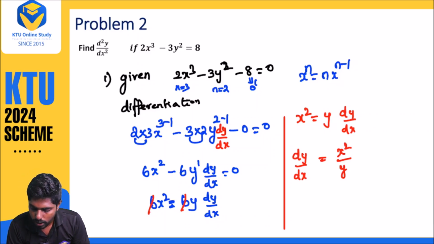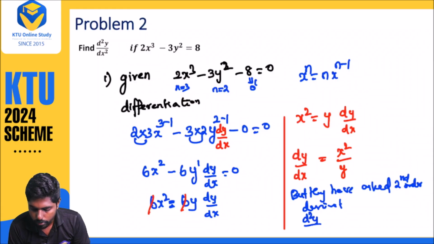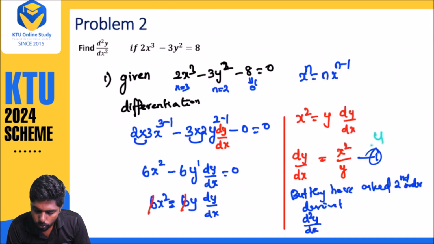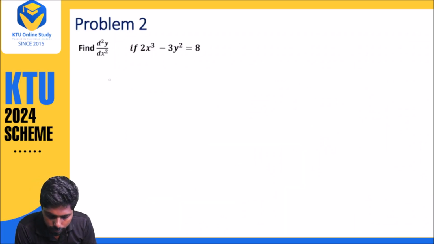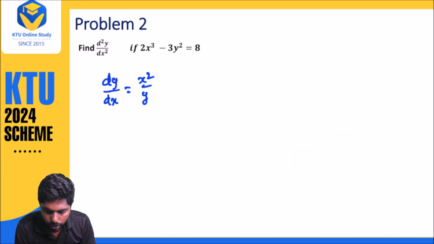But what they have asked is the second order derivative, that is d square y by dx square. We know this is the first derivative. Again differentiating this one, we will get the second order derivative. This is in u by v form. So dy by dx is equal to x square by y.